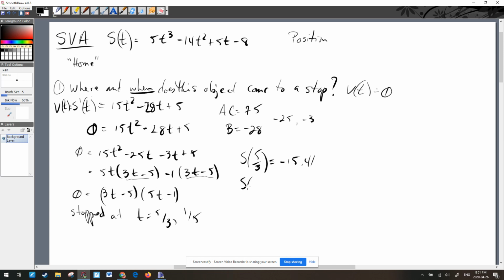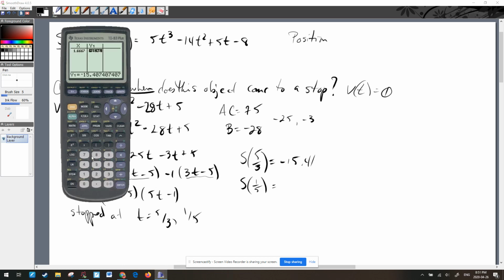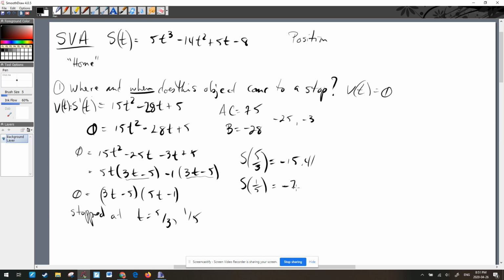15.41. And then s at 1/5 is going to be equal to, grab my calculator again. So 1/5, go back down here, back over. So 1/5 to be negative 0.752. So here we go, negative 7.52. So the whens are 5/3 of a second and 1/5 of a second. The wheres are those two wheres respectively. So that's the first question. So where and when does this object come to a stop?